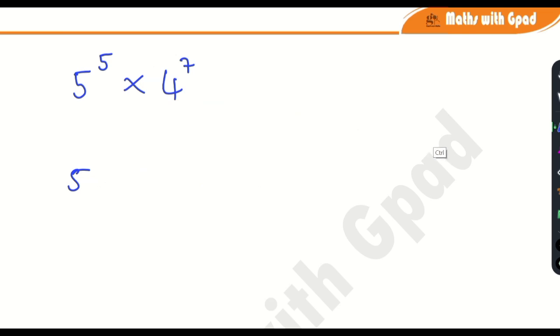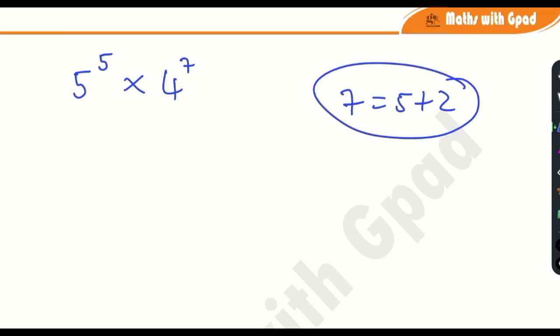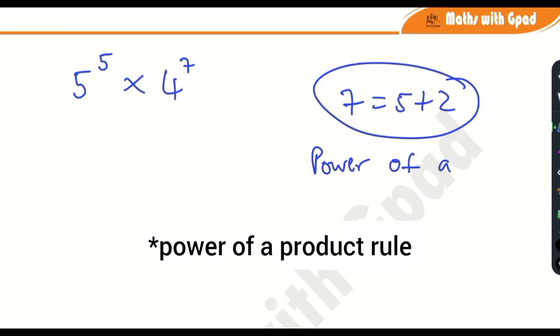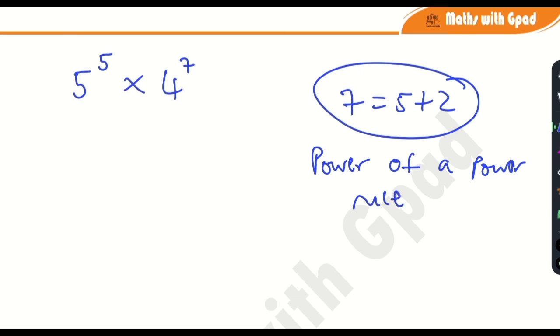I'm going to show you, trust me. So here's what we're going to do. If you look at 4 raised to the power of 7, you can agree with me that 7 can be expressed in terms of 5. How do I mean? We can write 7 as 5 plus 2. Now, the reason why I'm talking about this is because somewhere along the line, I'm going to be bringing in the power of a power rule. I will just explain this shortly.